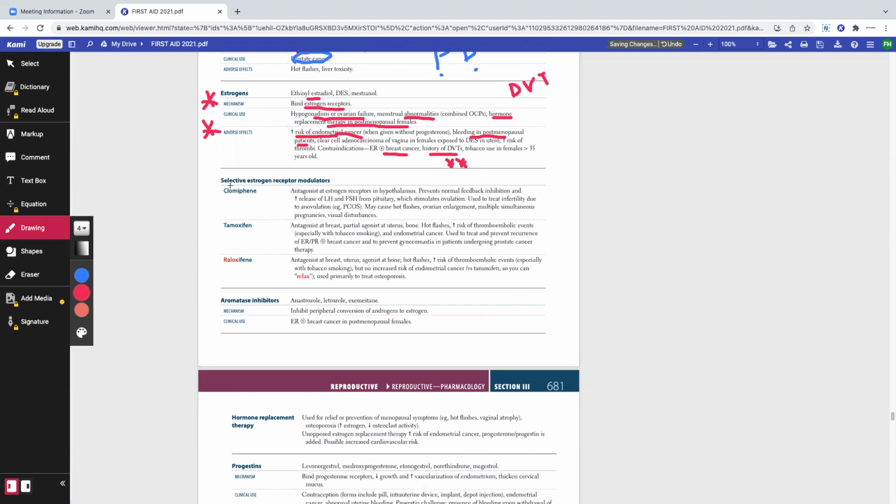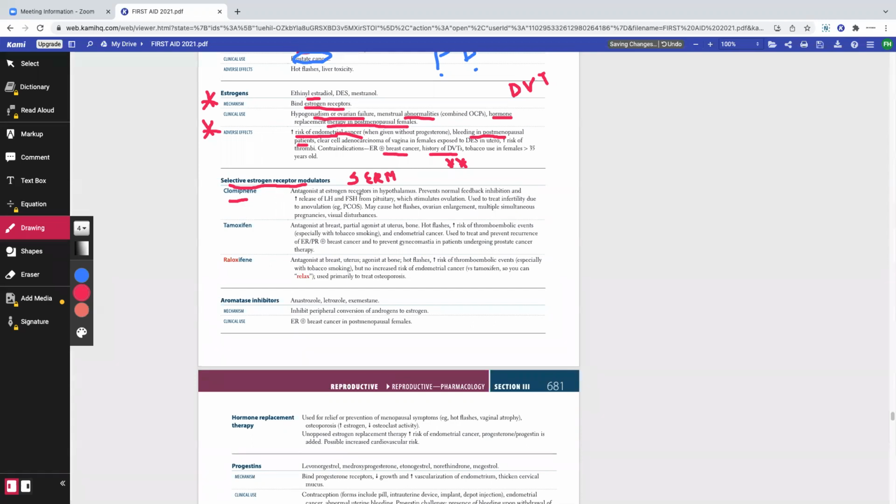Okay, good. Then the next one is SERMs, selective estrogen receptor modulators, S-E-R-M-S. The number one that we have is clomiphene. Clomiphene is considered to be an estrogen receptor modulator. Why? Because it acts like a GnRH agonist. If we give clomiphene in a continuous fashion, do we have more FSH and LH? Yes or no? The answer is no. If we give clomiphene in a pulsatile fashion, do we have more FSH and LH? Yes or no? The answer is yes. Okay.